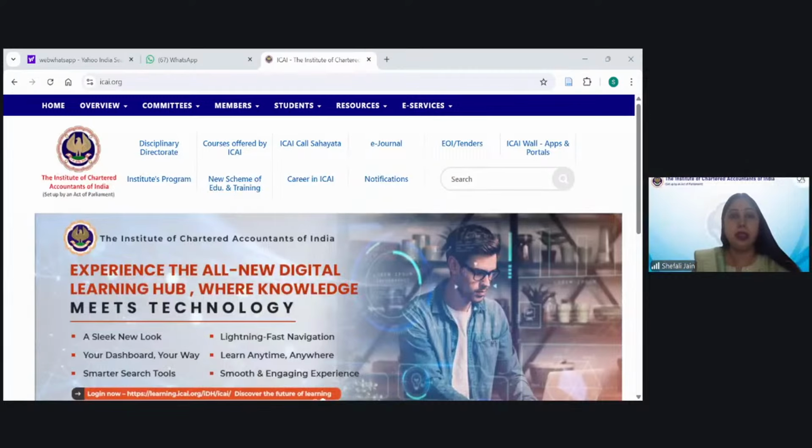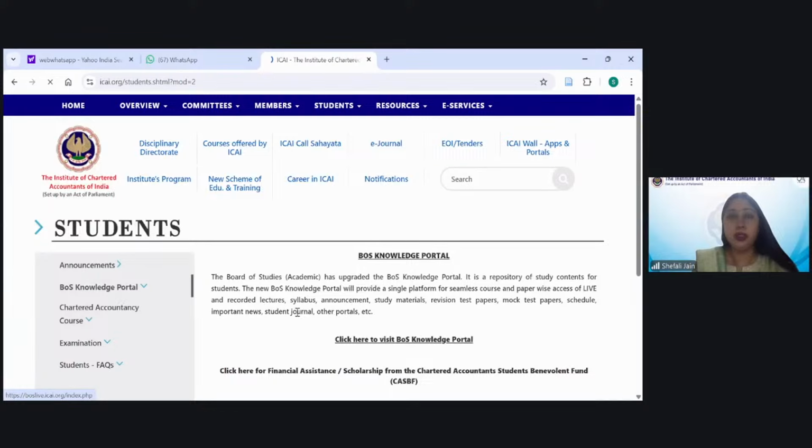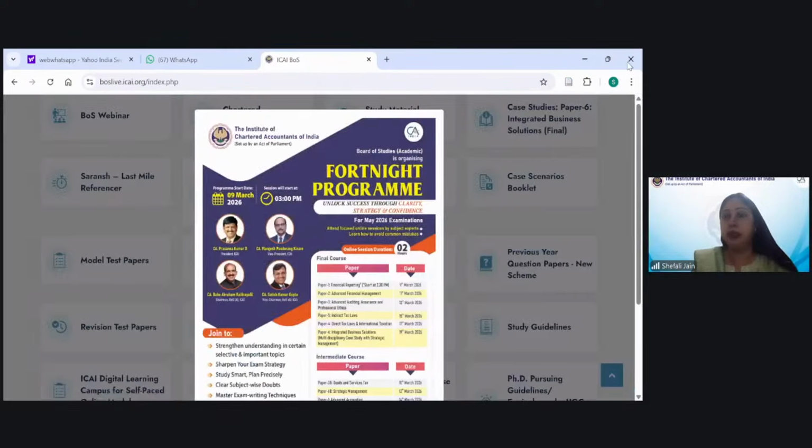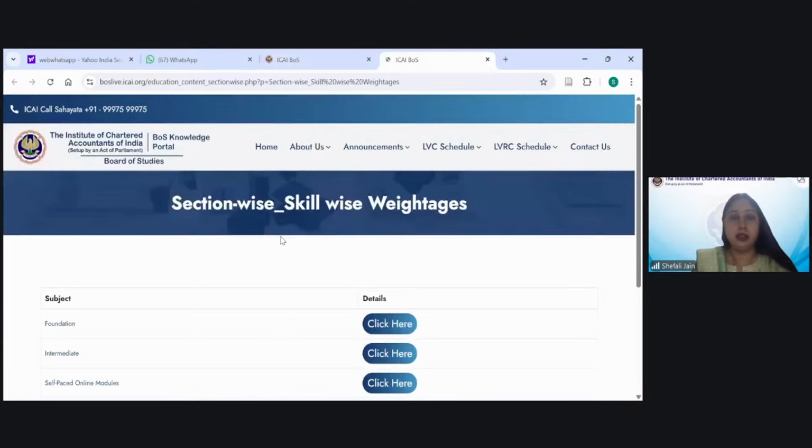On the main website, if we go to the students tab there, BOS Knowledge Portal. I hope all of you are referring to the BOS Knowledge Portal regularly, because there you will get all the updates and whatever insights we want to provide to the students. This fortnight program is also going on for the May 26 examination. I hope you are attending that also. So here the section wise weightage is given to you, and for intermediate also it's there.